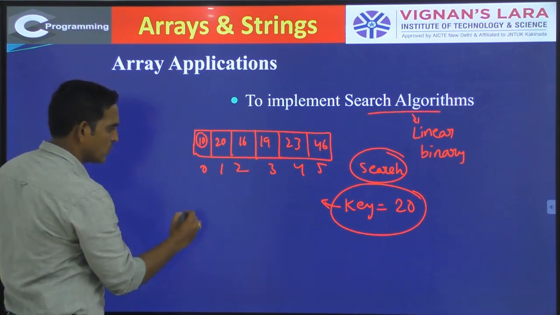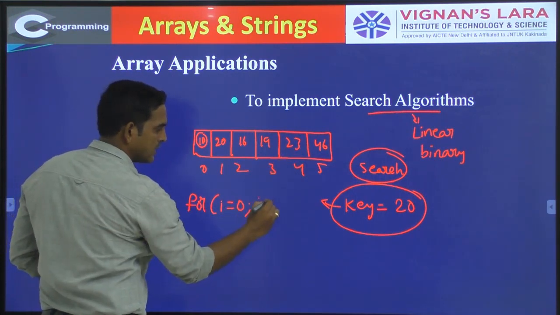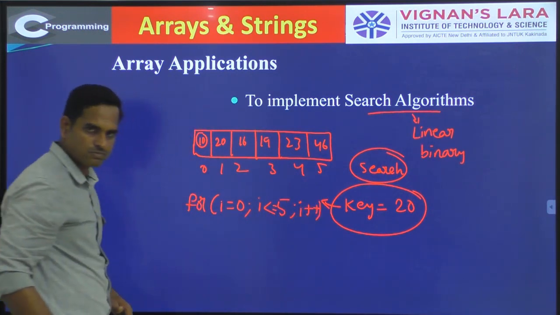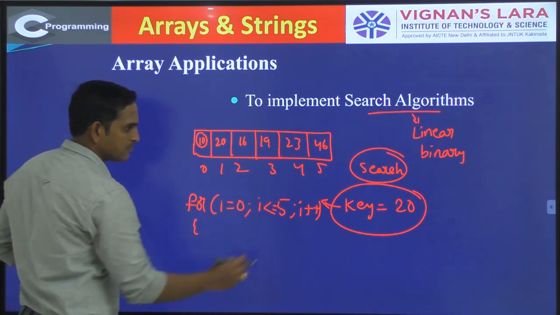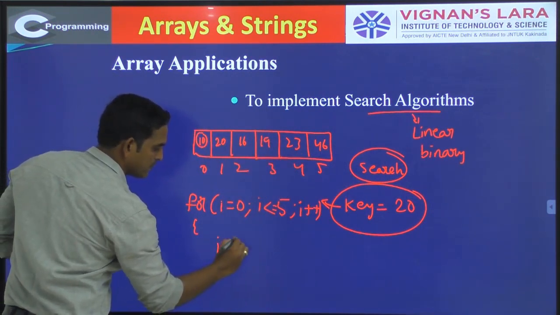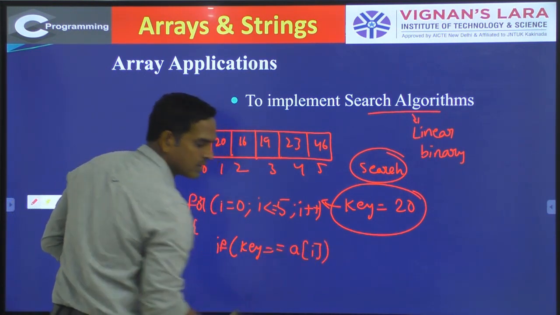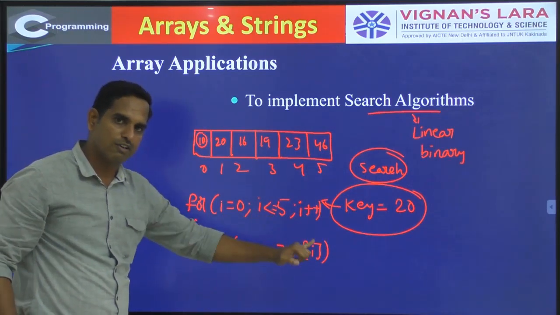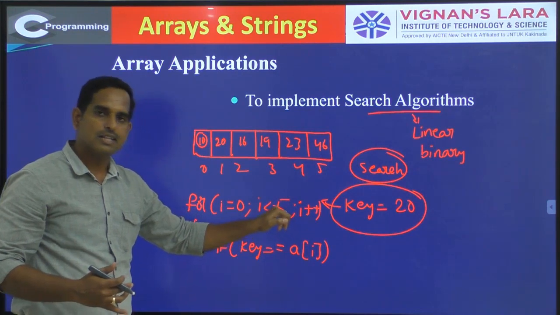So for this, how are you going to write the code? For i equal to 0, I have to go until n, so I will have 5, i plus plus. I have to start from the 0 position to the 5th position, and compare my key element with the 0th element. If key is equal to a of i, that is, first I compare the key with a of 0, then a of 1, then a of 2, then a of 3. Like this I will compare with each and every element until the last element.